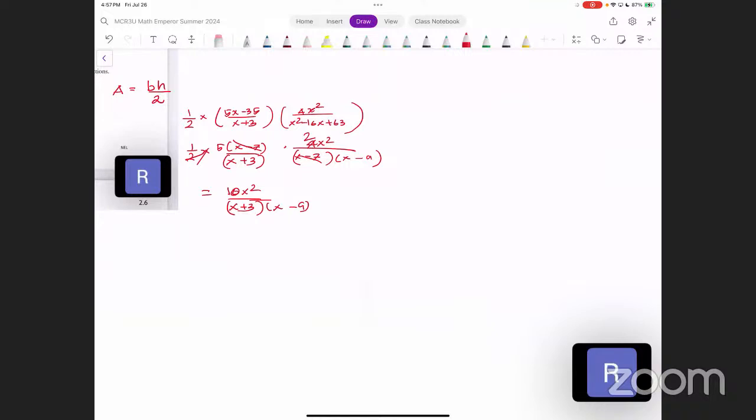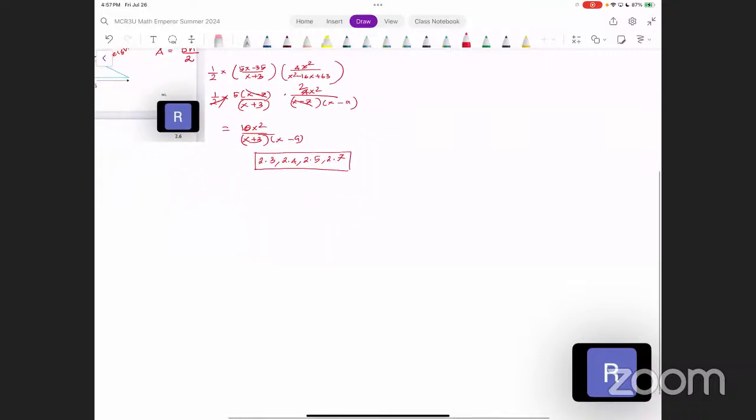In addition to the worksheet as your homework, the textbook is in Google Classroom. You need to do 2.3, 2.4, 2.5, 2.7. That is basically what chapter 2 is.